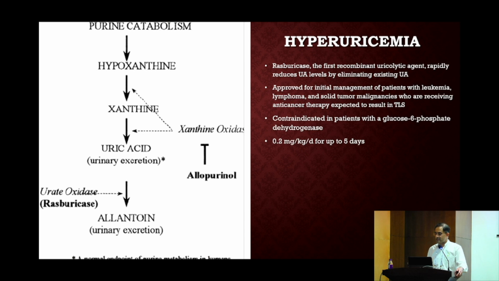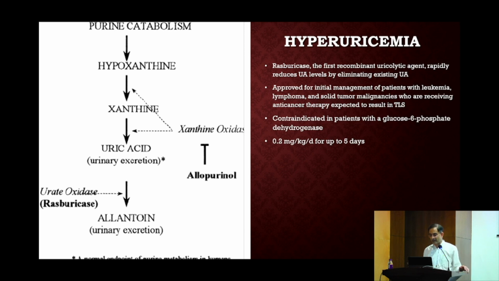Rasburicase is nothing but a recombinant uricolytic agent, which acts at the level of the enzyme urate oxidase, which is the last step of the whole sequence of reactions. And of course, allopurinol is a xanthine oxidase inhibitor. Now, a lot of clinicians use both in combination, but if you look at the data, it says that one of the two is useful, and there is no data to say that the combination is better.